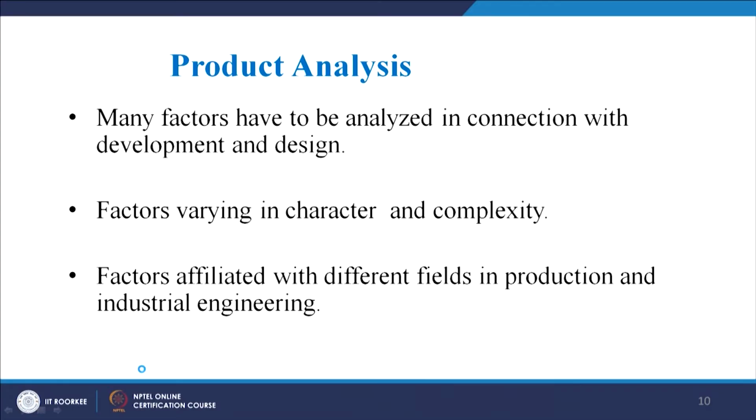Some may be very easy, because once you are making a product, for example, you want to check how it will be operated. So, it is not a very complex decision or a complex factor to be taken into account. Maybe you can take a product and start operating it and see whether it is easy to operate or difficult to operate. So, some of the factors may be easy, some of the factors may be very complex in nature and may be difficult to analyze. Then the factors affiliated with different fields in production and industrial engineering.